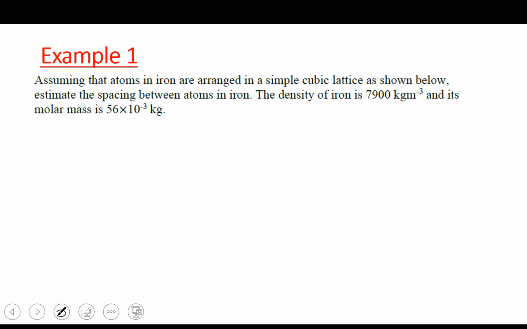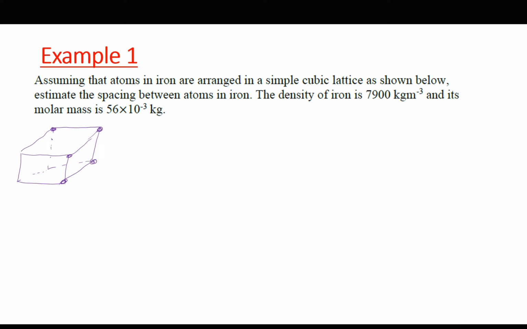Let's say a simple example. Assume that atoms in iron are arranged in a simple cubic lattice as shown below. So let me show this. Let me draw a simple cubic lattice. I don't know whether that is a cube, but I've tried. So let us assume that atoms are arranged in a simple cubic lattice.